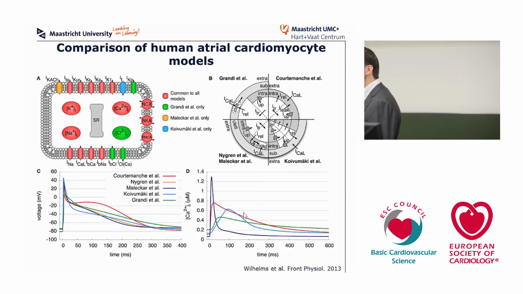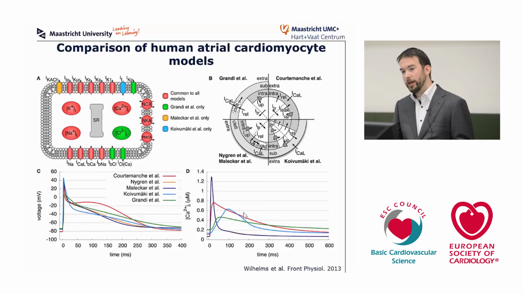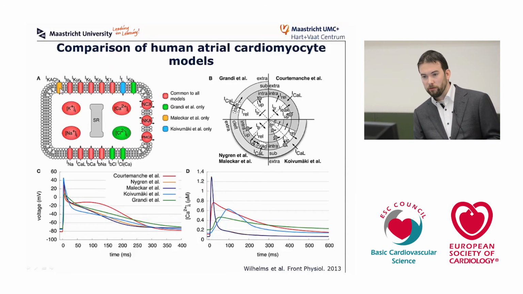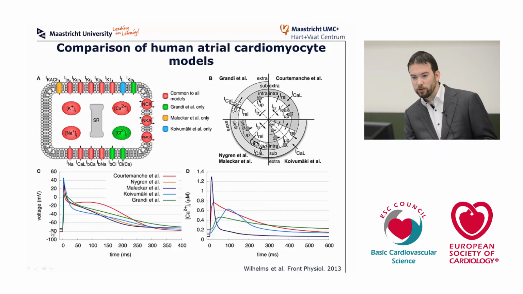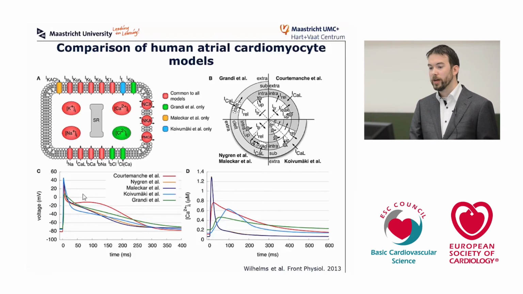Well, many models have been made. And here I've just given you an overview of some of the models that are available for the human atrial cardiomyocyte. And one can see all the different ion currents that are involved. Most of them are red, which means they're present in all. But you can see that there are certain differences between the models. And even when they both have a certain current, maybe the properties of these currents are different. And that results in quite different action potentials that are simulated with these models, although they all reflect the human atrial cardiomyocyte. If you look at the difference in calcium transients, this is even bigger.